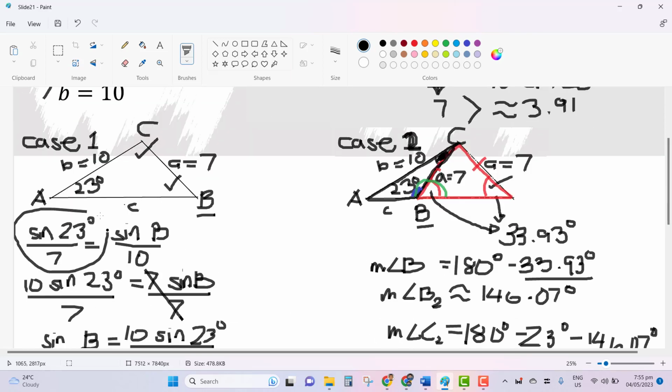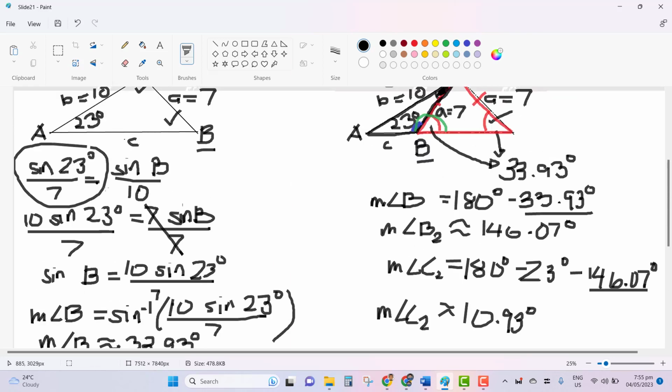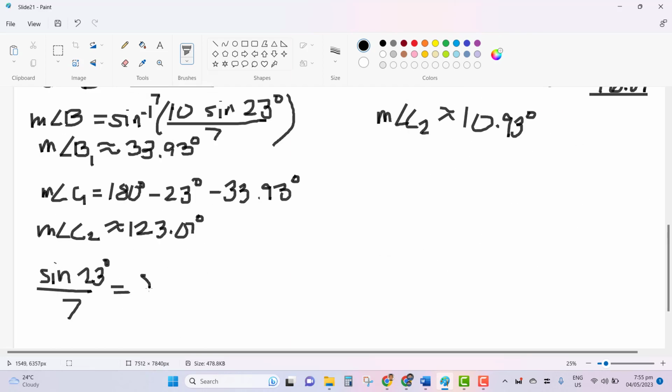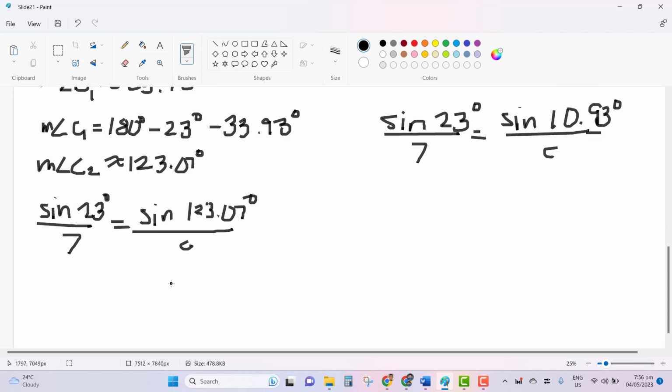Now we will be using these two separate measurements of angle C to solve for the side C, pairing it with the same pair as earlier for angle A. So you have sine 23 degrees over 7, that's for your pair here, must be equal to the sine of your angle C, 123.07 degrees over C. That's different here because even if you're using the same pair of angle A and side A, your measurement of angle C is 10.93 degrees instead of 123.07.